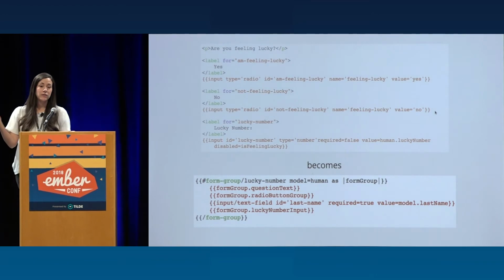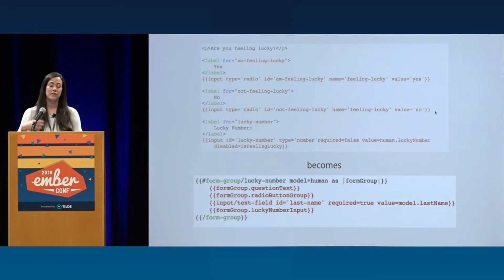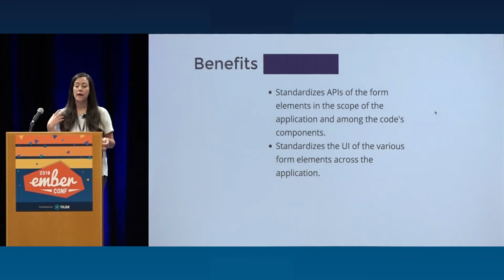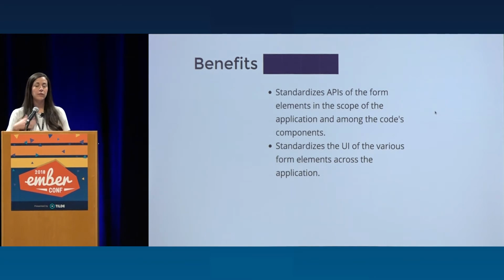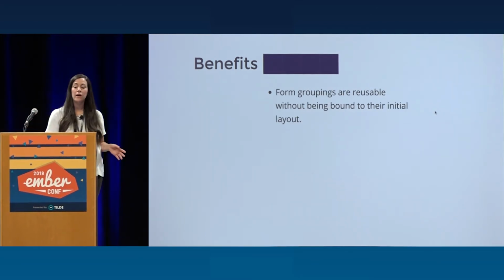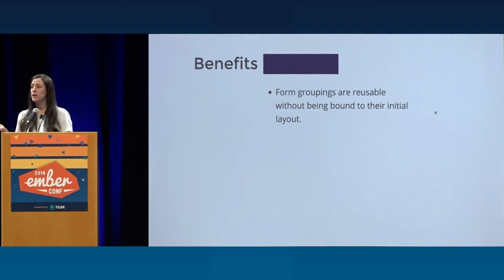So yielding those components with the groupings would actually work. And so that's what's great about yielding these components when we have these groupings, because then we can kind of move them around the way that we need to and apply classes to them as we see fit. And so when we do yield components, we have the same benefits as we did from the first refactor. But then also with these form groups, we have, like I said before, they're reusable without being bound to their initial layout.